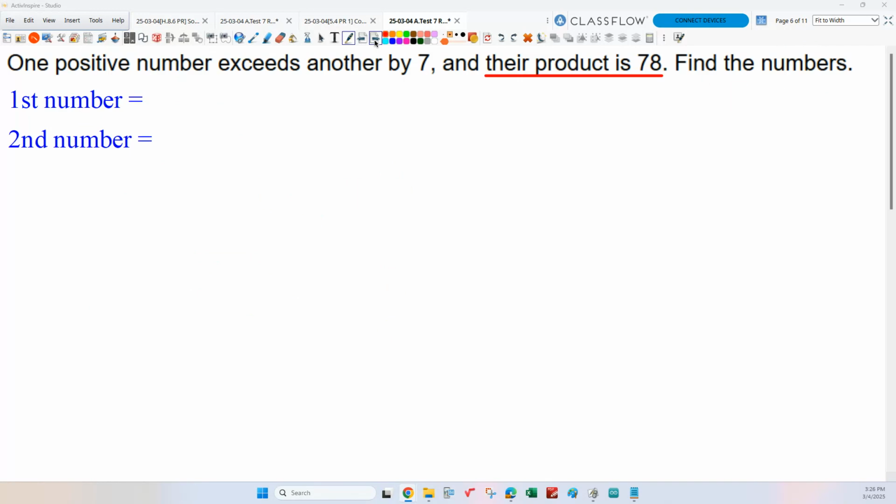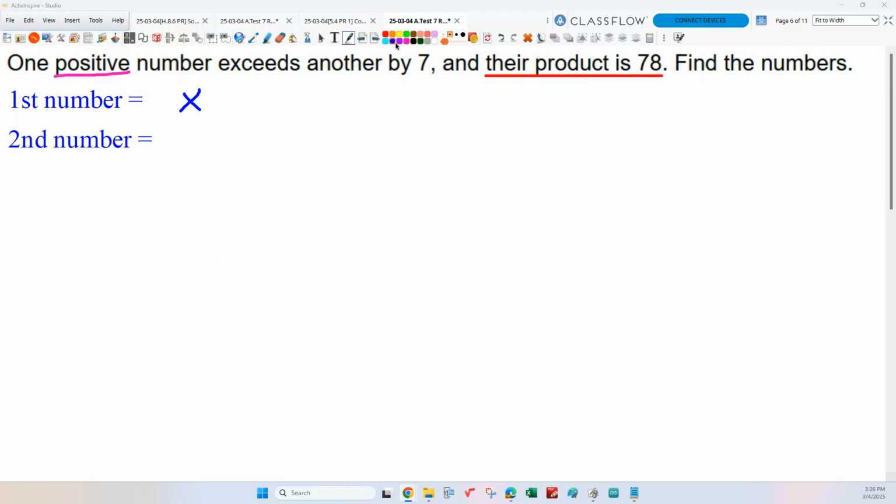People did pretty well on this. They set it up, but they just didn't quite finish the problem correctly. So let's read through this. One positive number, and that's important. One positive number exceeds another positive number by 7. So I don't know the numbers. What would I call the first number? X.